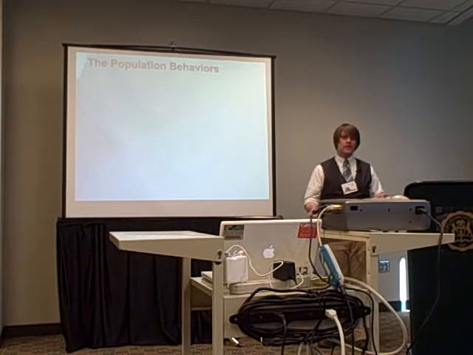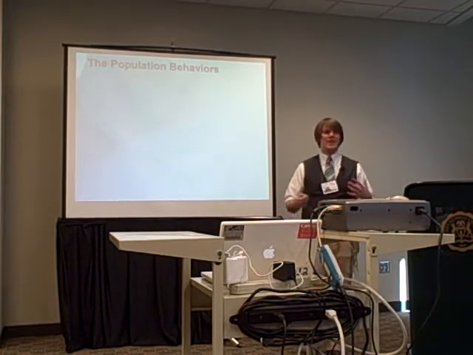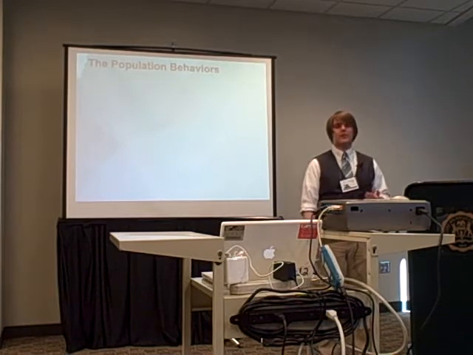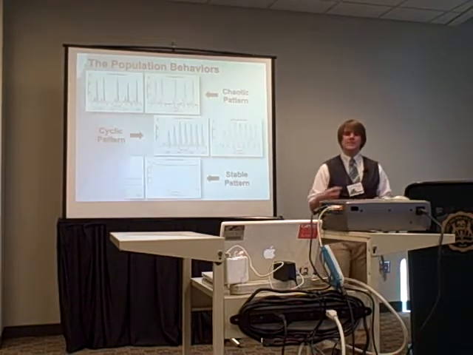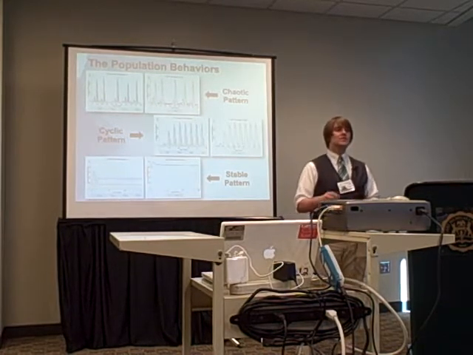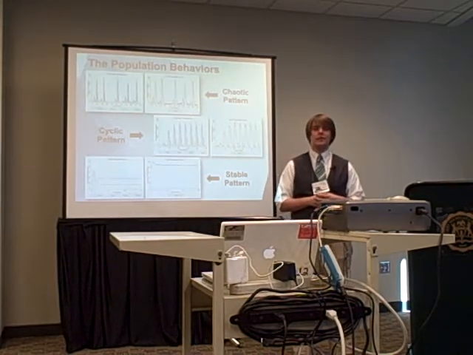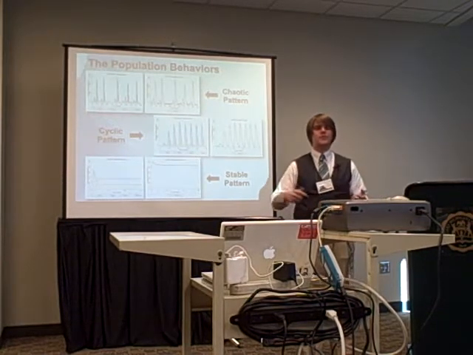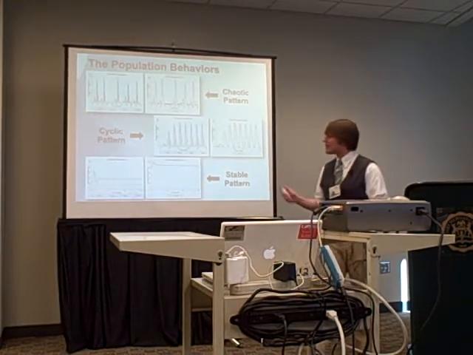So what's important about this model? What does it show us? Why do we care about it, right? Well, zebra mussels exhibit lots of different population patterns. So we have three specific behaviors that this model can generate. One's a chaotic pattern, one's a cyclic pattern, and the other is a stable pattern. And it's very important for a generalized zebra mussel model to be able to produce all of these, because you'll see all of these happening in nature.